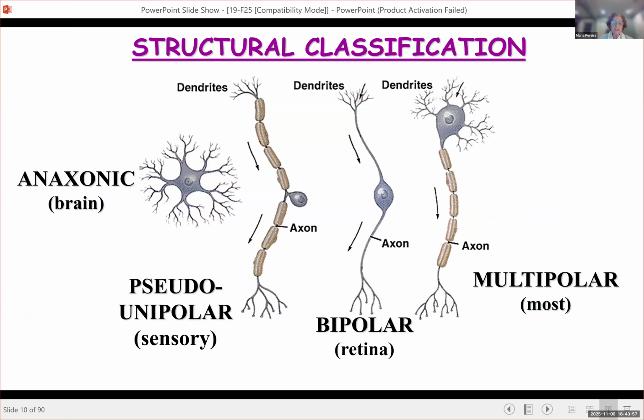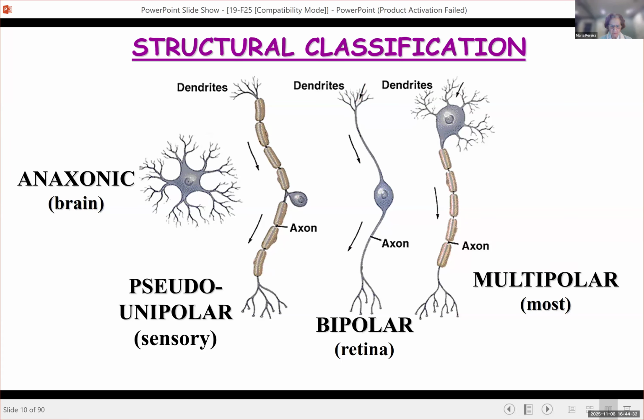Okay, so we can classify neurons. There are different types. Remember, there are different types of muscle fibers, so there are different types of neurons as well. We can classify them structurally and functionally. So structurally means shape. This type of neuron is known as anaxonic because it doesn't have a preponderant axon. They all look like dendrites, but some of them will serve as axon. And these are present in the brain.